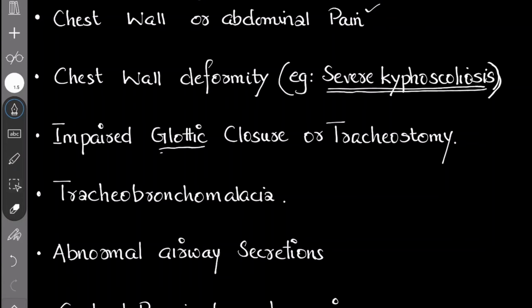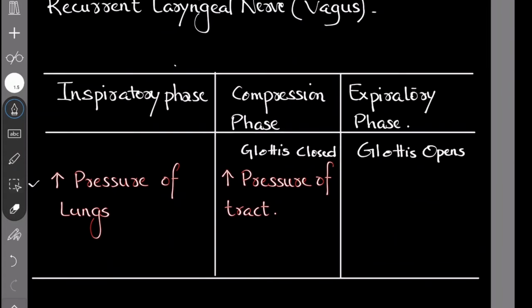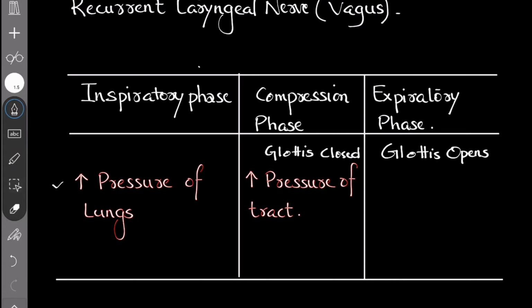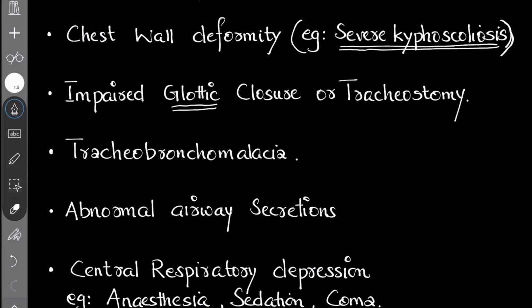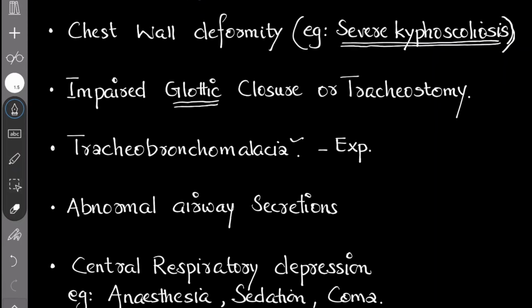You know that in the compression phase, the glottis is closed, building huge pressure inside the lungs and increasing the pressure in the tracts. That is the compression phase where the glottis is closed. So in tracheostomy and impaired glottic closure, the compression phase will not occur. In tracheobronchomalacia, the expiratory phase is affected. Why? Because the airways collapse during the huge expiration, so the protective cough reflex is impaired. That's the problem with tracheomalacia.